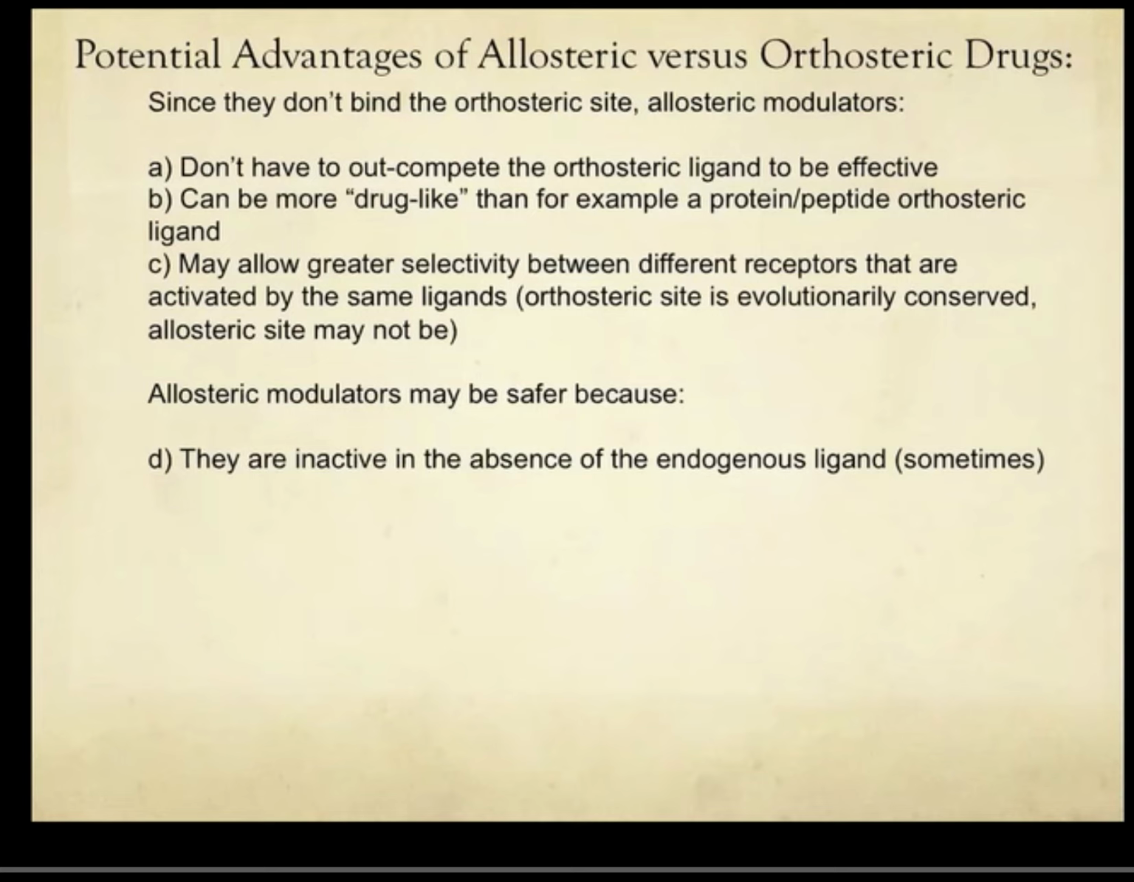And that's nice, because the body is still sending out a signal, and the timing of that signal is still correct. You're just increasing or decreasing the amplitude of that signal, depending on whether it's a positive or negative allosteric modulator.